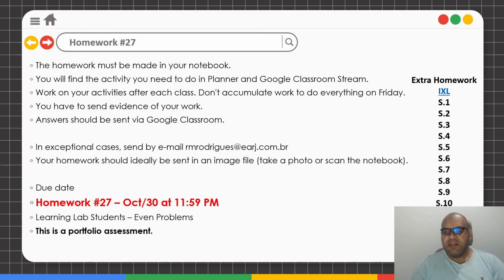And after you go to the link, you choose the S1. I think you remember how to read this, yes? The exercise number, the code here, S1, S2, I have until S11. These are all about percentages. Homework number 27, October 30. Great. Learn lab and students working the even problems, not all. Okay. This is a portfolio assessment. Remember, guys, the homework now is portfolio. It's not just if complete or not. It's part of your grade. Great attention for this.